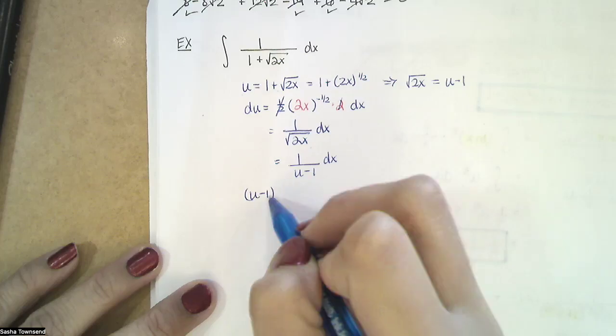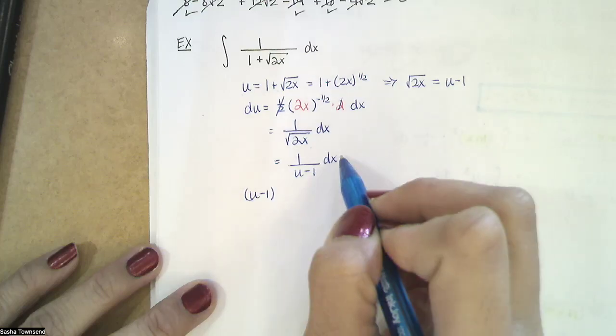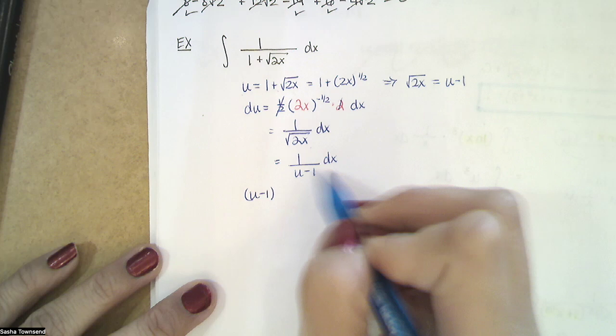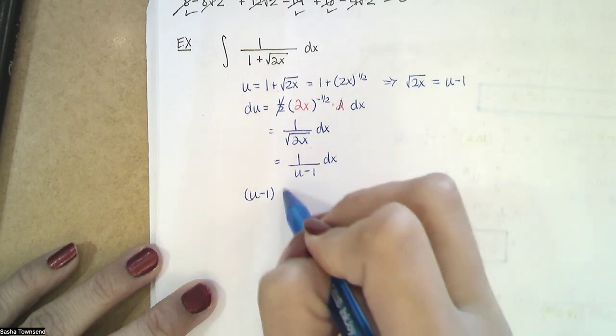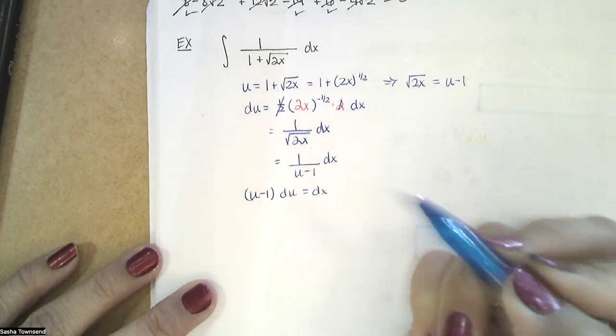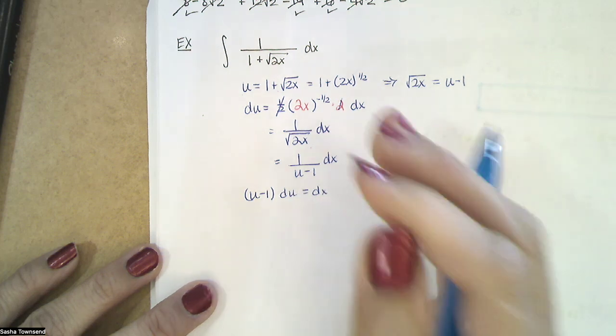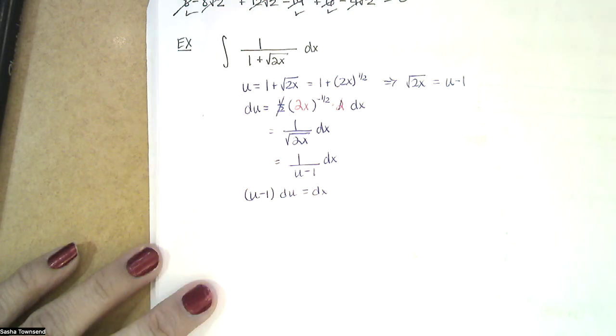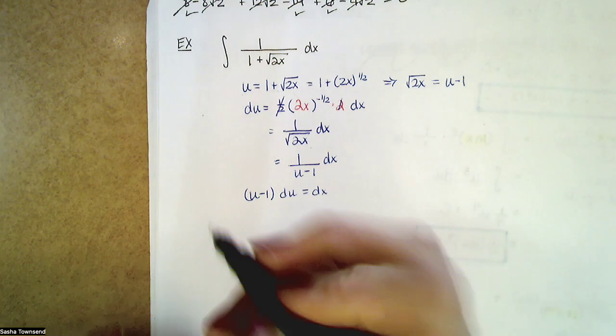I'll multiply both sides by u minus 1. Then I'll have u minus 1 times du equals dx. So this dx can be replaced by a function of u. And that's what we want. We want to write everything in terms of u instead of writing everything in terms of x. So, okay, now we want to substitute.